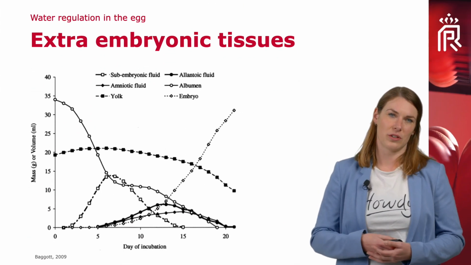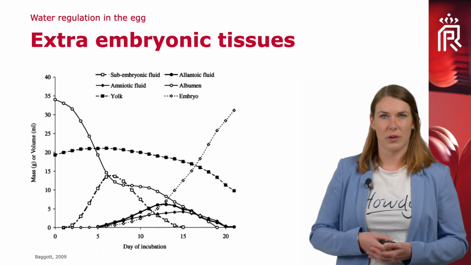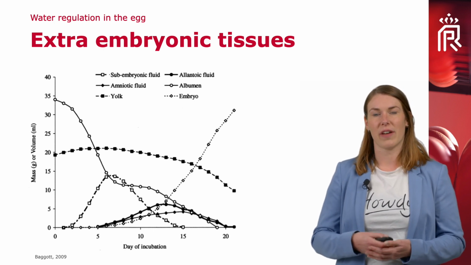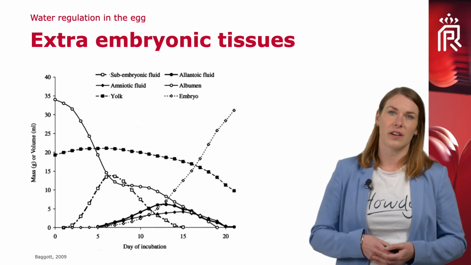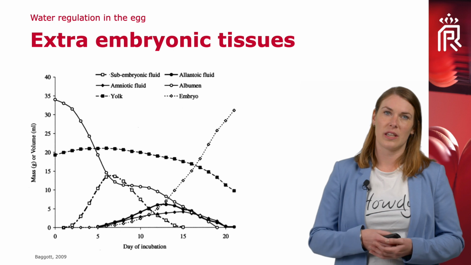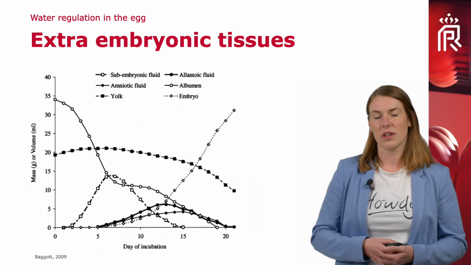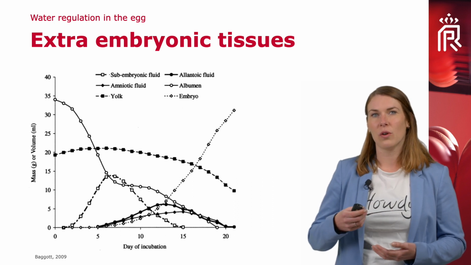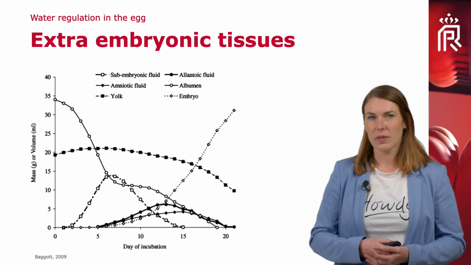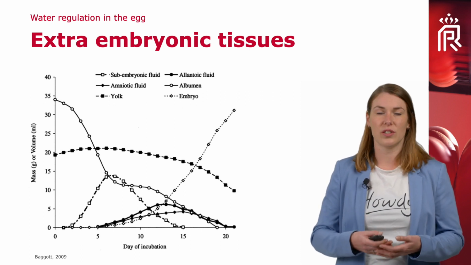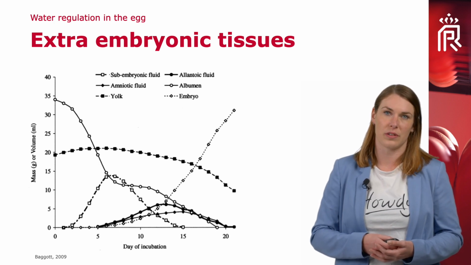Now let's take a closer look. During incubation, we of course have a growing embryo. But next to that, we also have extra embryonic tissues. So looking at this figure, on the axis we see the volume in milliliters and the day of incubation. And in the graph we see all different compartments of the egg itself. So this figure basically shows differences throughout the incubation period.